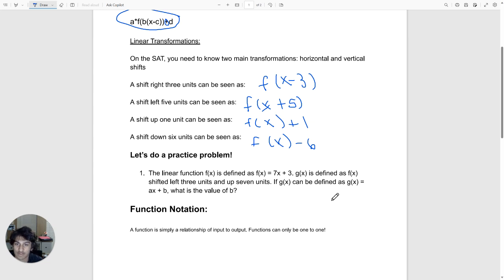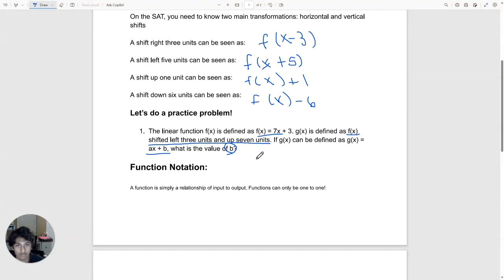The linear function f of x is defined as 7x plus 3, and g of x is defined as f of x shifted left 3 units and up 7 units. If g of x can be defined as g of x equals ax plus b, what is the value of b? So it's asking for the value of b.